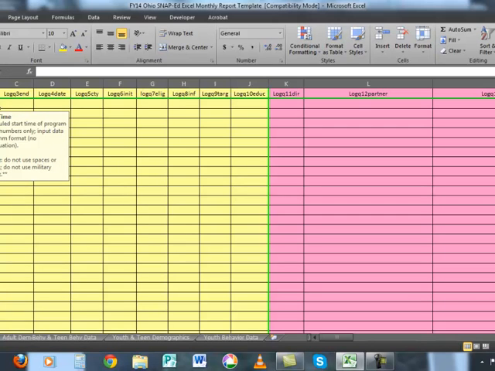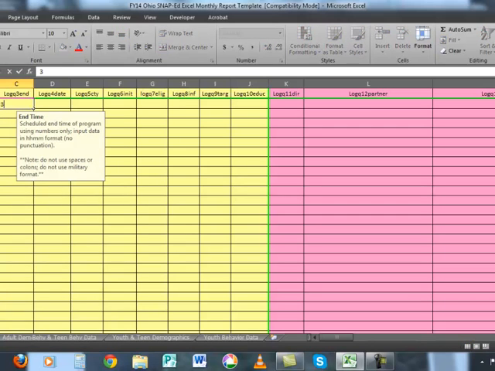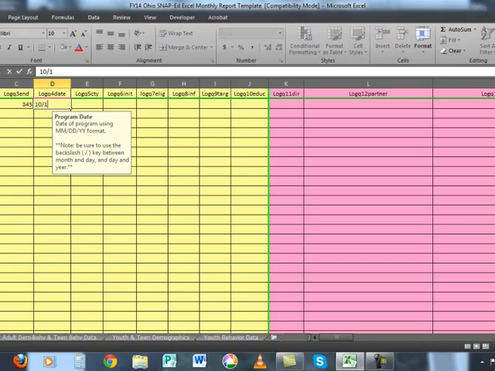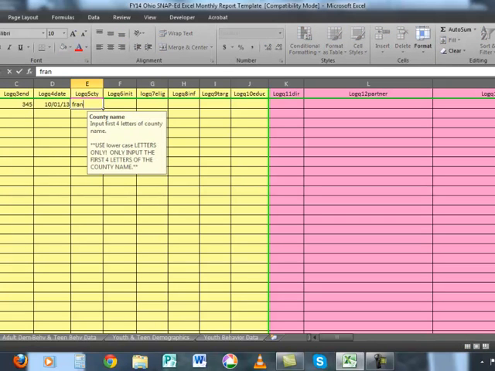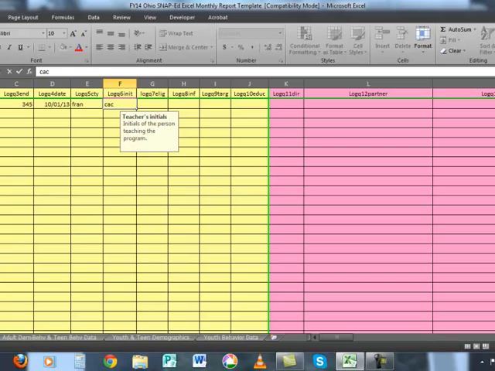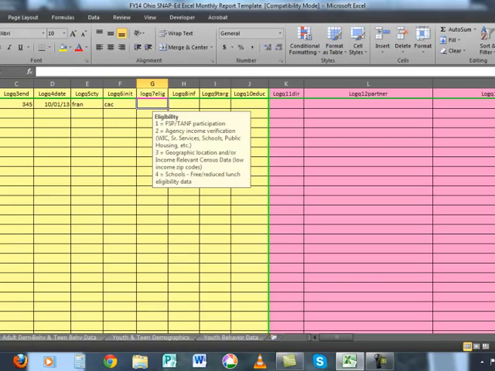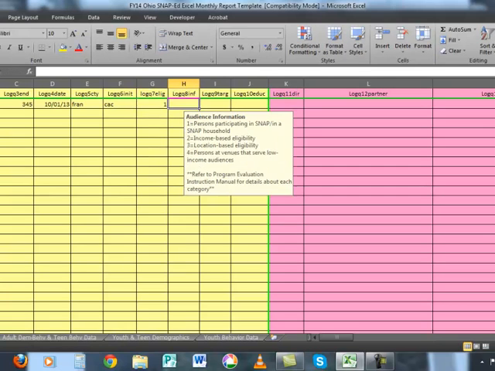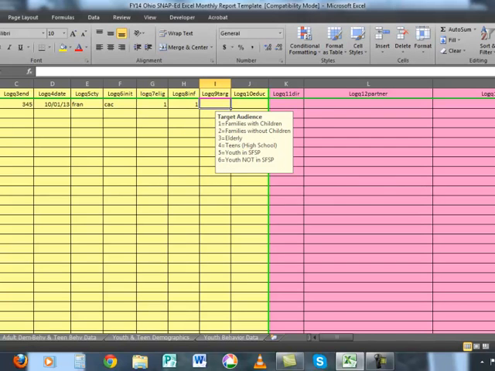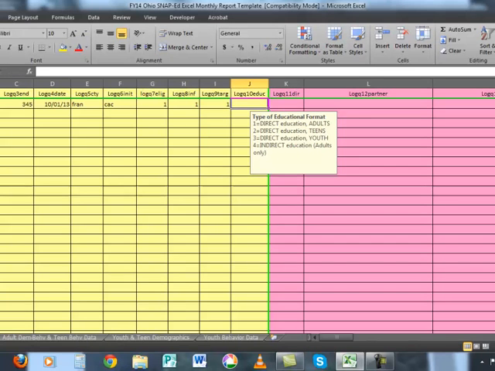It started at 3 o'clock and ended at 3:45. The date was 10/1. The county, and just to point out, the county's name should be in all lowercase letters and just the first 4 letters of the county name. The facilitator's initials. The data source for determining eligibility in this case was number 1. The audience information is number 1. It's families with children, so the target audience is 1, and it's a direct education with adults.